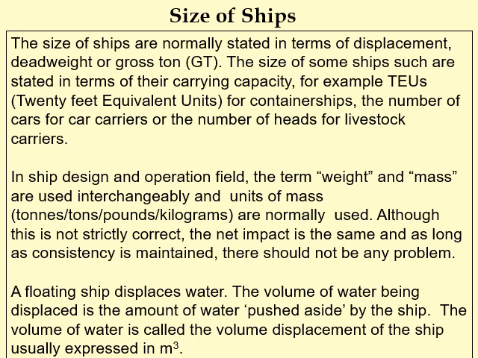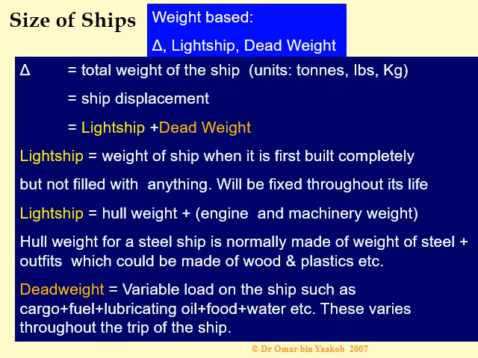So when a ship displaces water, the volume of water being displaced is pushed aside. That volume of water is called the volume displacement of the ship. This is normally expressed in cubic meters. That volume multiplied by the density of water will give us the ship displacement. And ship displacement is given the symbol delta. And this, through Archimedes' principle, is equal to the total weight of the ship. Again, the unit is either tons, pounds, kilograms, and so on.